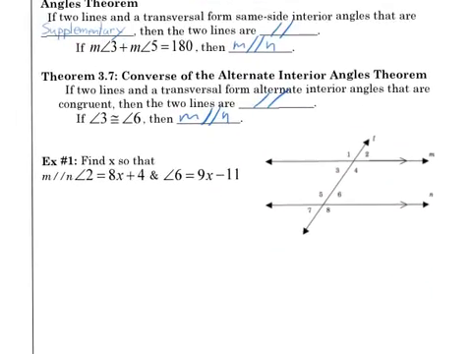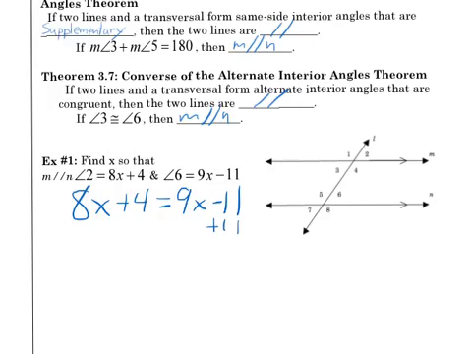Well, this is what the problem's going to look like. They're going to say something like, find x so that M is parallel to N. So, what would it take for M to be parallel to N? Well, we have angle 2 and angle 6. Well, 2 and 6 are corresponding, so 2 and 6 would have to be congruent. So, set it equal. 8x plus 4 must equal 9x minus 11.